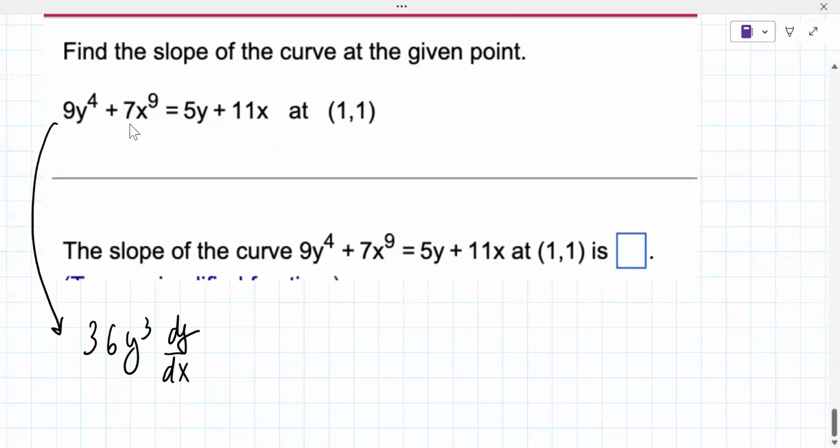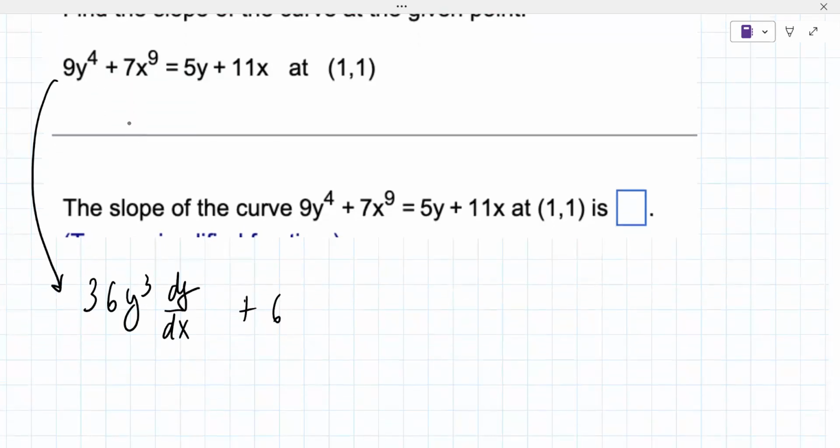So then with x, it's just the normal x. So that's 63x to the eighth equals... Would it just be 5? 5. But again, whenever you have a derivative with respect to y, you always have to add on a dy dx. Okay. Plus, what's the derivative of 11x? 11. 11, yeah.